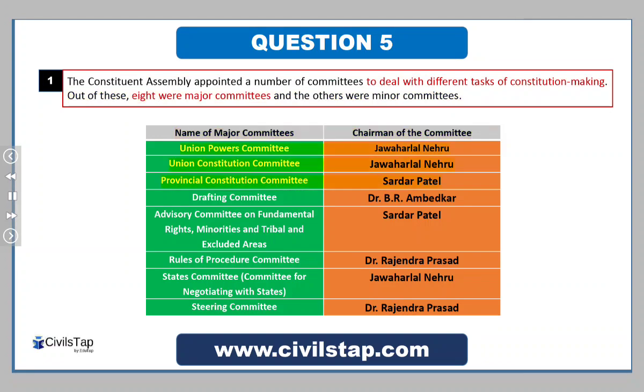Name of major committees and chairman of the committee. Union Powers Committee, Jawaharlal Nehru. Union Constitution Committee, Jawaharlal Nehru. Provincial Constitution Committee, Sardar Patel. Drafting Committee, Dr. B. R. Ambedkar. Advisory Committee on Fundamental Rights, Minorities and Tribal and Excluded Areas, Sardar Patel. Rules of Procedure Committee, Dr. Rajendra Prasad. States Committee, Committee for Negotiating with States, Jawaharlal Nehru. Steering Committee, Dr. Rajendra Prasad.